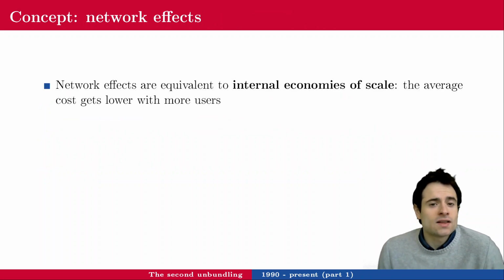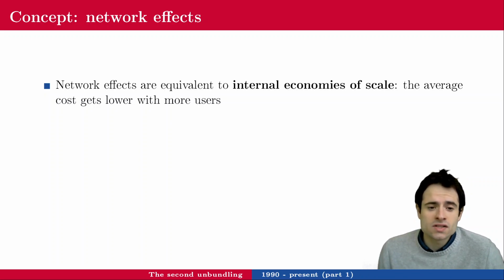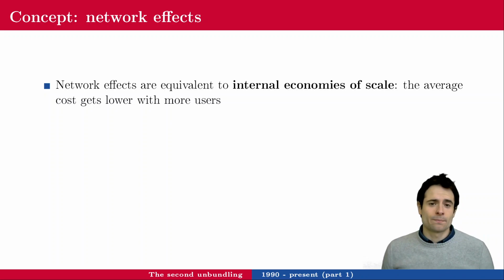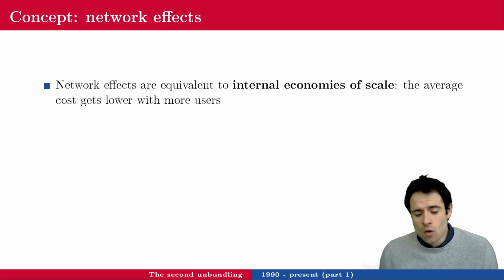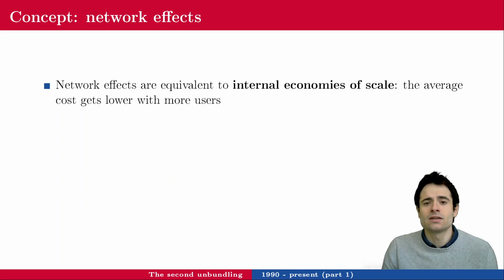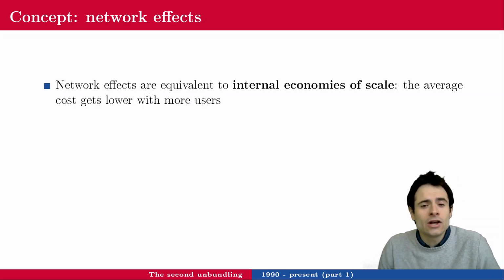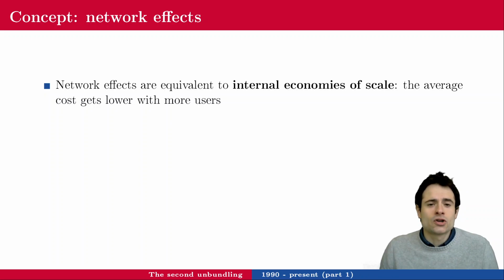So thinking about network, let's talk about network effects. Network effects are equivalent to internal economies of scale. The average cost gets lower with more users. The idea is that if you operate a platform, think about YouTube, Twitch, or anything like that, having 5 users or 10 users is not that much costly. Once the platform can accommodate a high number of people, any extra person is not going to create any problem. It's not going to incur any extra cost to the firm.